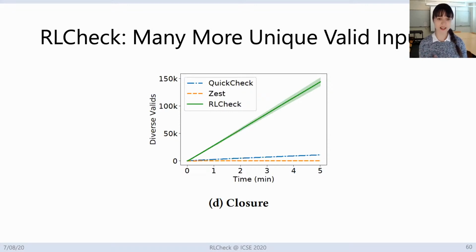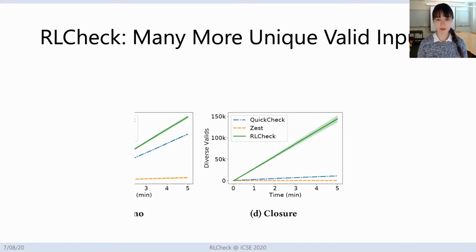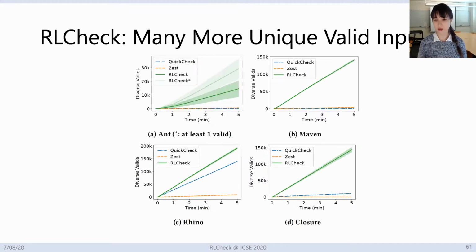So on the y-axis here, we have the number of path-unique valid inputs. And you can see that RLCheck in green is generating orders of magnitude more unique valid inputs for the Google Closure benchmark compared to plain generator-based fuzzing in blue and our prior work Zest, which was an evolutionary approach guided by coverage. And we saw similar results on other benchmarks, including Ant and Maven on the top, which are basically restrictions on XML documents. So this doesn't just work for binary search trees.